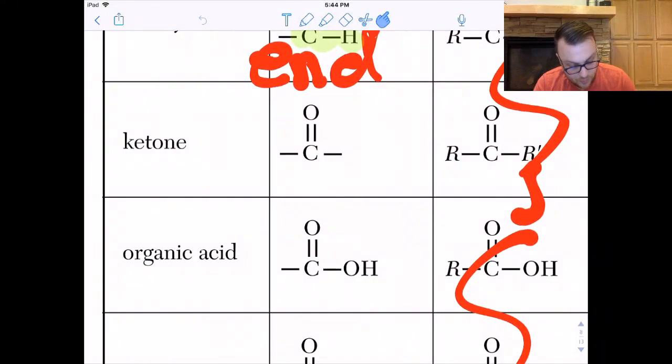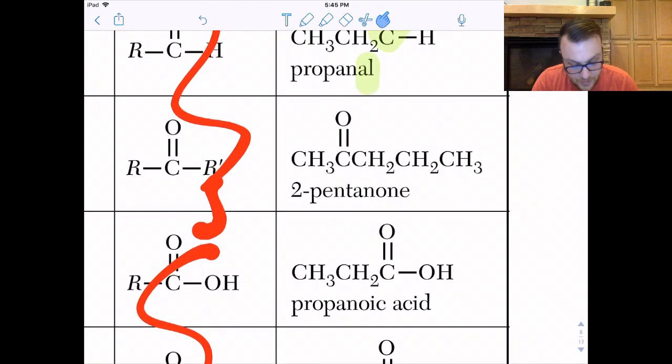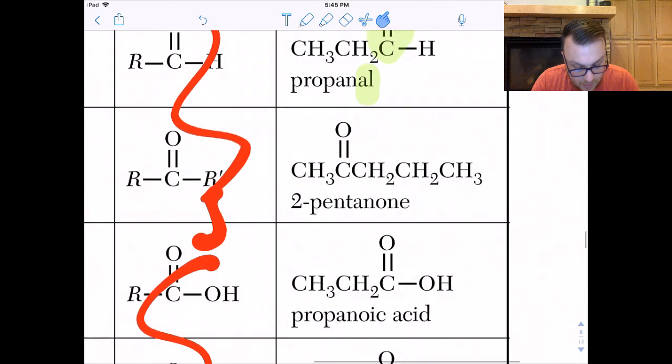A ketone. A ketone has a double bond O attached to a carbon somewhere in the middle of a much longer carbon compound. So, you need the number because you need to indicate where that double bond O is. And instead of the ending being pentane, it's now pentanone because it's a ketone.